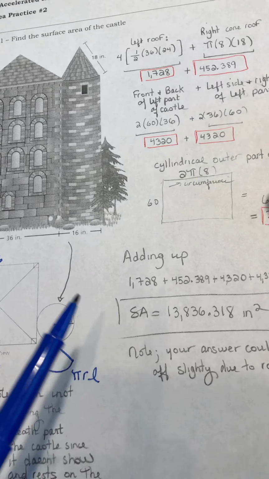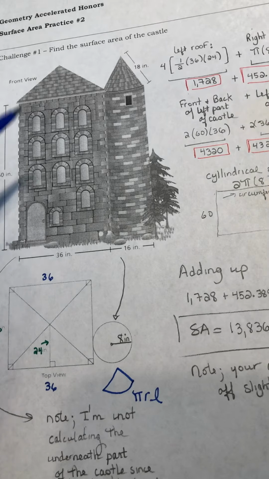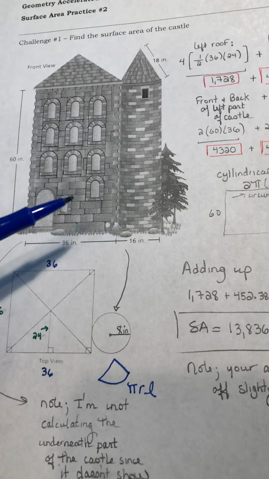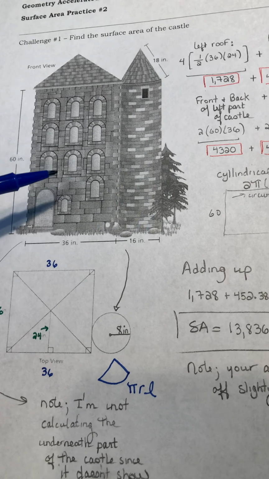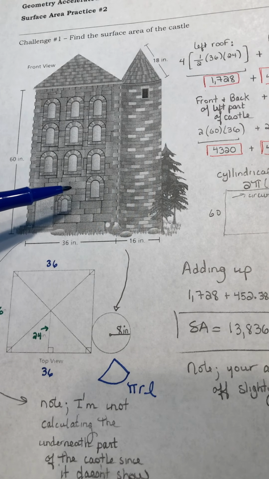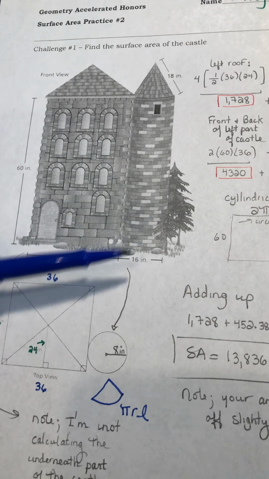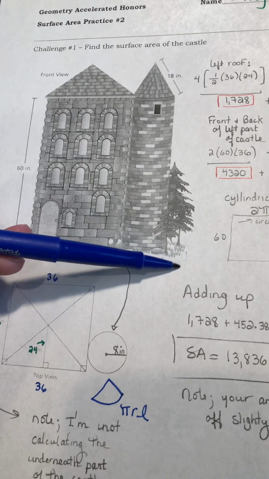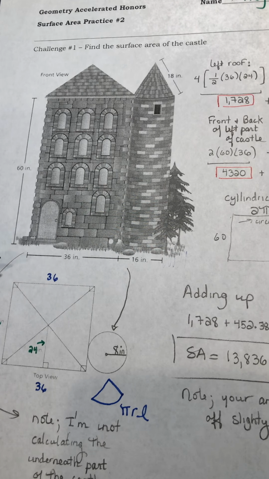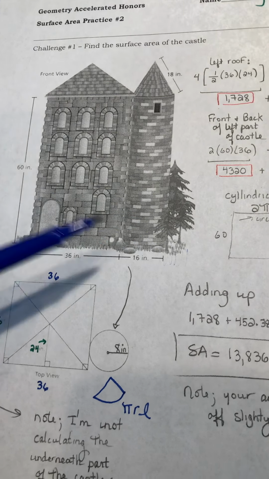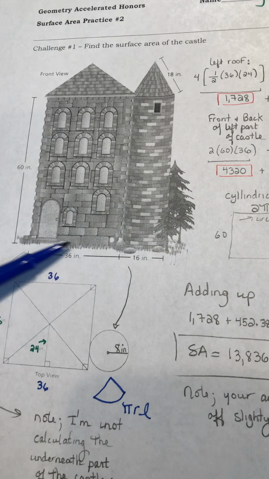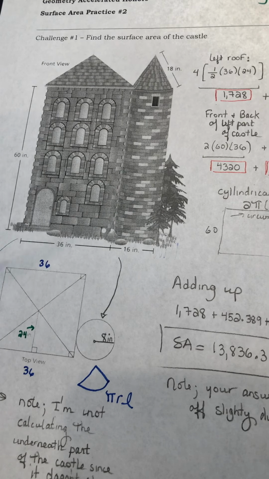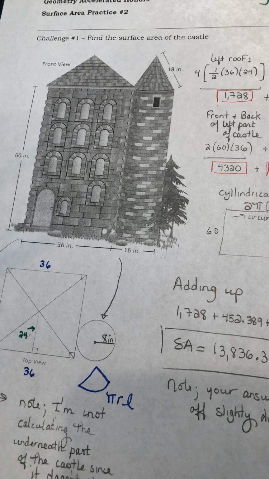The one thing I will let you know is that because in real life, the castle would be sitting on the ground, I did not include the surfaces that were attached to the ground, right? Think of there's a bunch of grass here, right? So the actual amount of the castle that's showing, I only calculated that. I didn't include what was on the ground because theoretically you wouldn't be able to see that. And if I were to ever ask you that on a test or quiz, I would be very explicit with what I would want you to calculate or not.